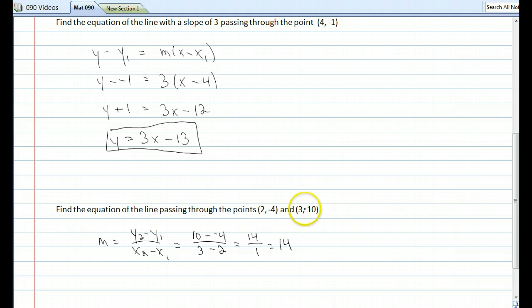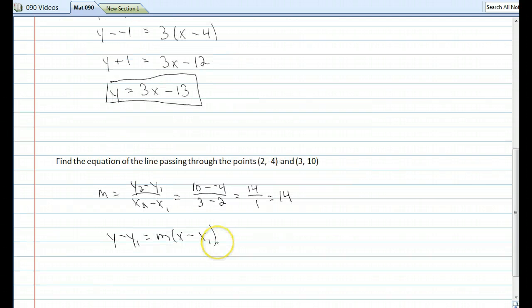And we actually have 2 points to choose from. So we can do this problem exactly like the one above. The only question is, which one of these 2 points are we going to choose? The answer is it doesn't matter. I'll choose (2, -4). And if you at home want to choose (3, 10) and work out your numbers, we should end up with the same equation. So now I've copied down point-slope form. And all we have to do is plug our slope and whichever point you choose into x1 and y1.